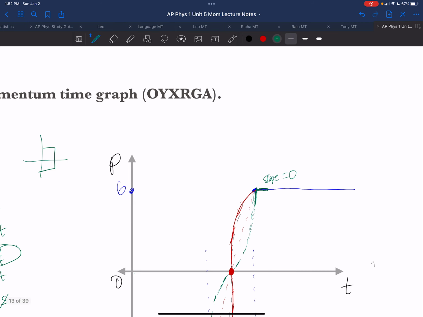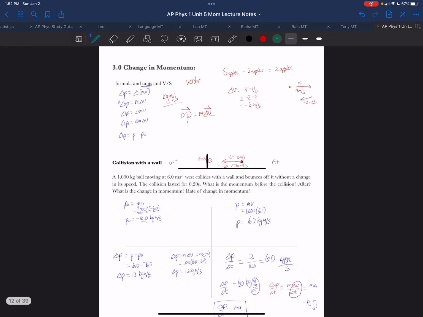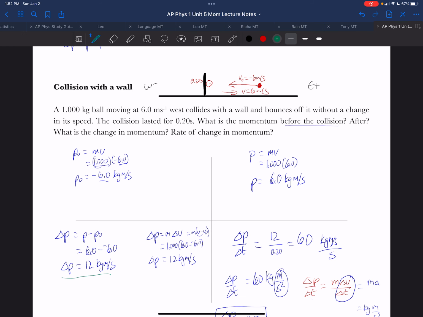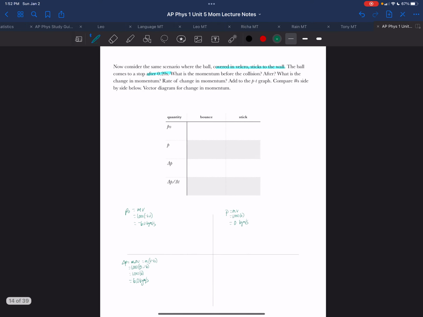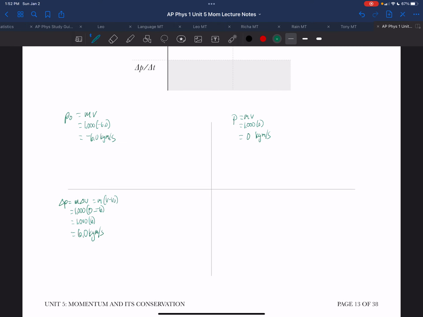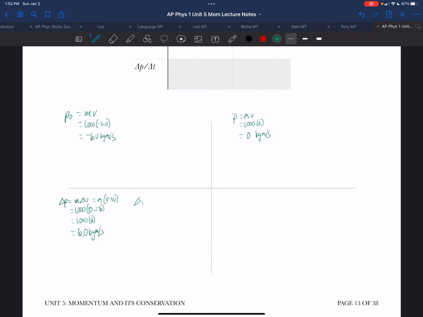Now, right off the bat, we might notice that that value is 1/2 as large. We had 12 when it bounced off the wall. It's 6 when it sticks. Let's do it the other way. Delta P equals P minus P0. The final was 0 minus a minus 6. Lo and behold, we get 6.0 kilogram meters per second. So now we have confirmation that the change in momentum when it sticks is only 1/2 as much as when it bounces off.